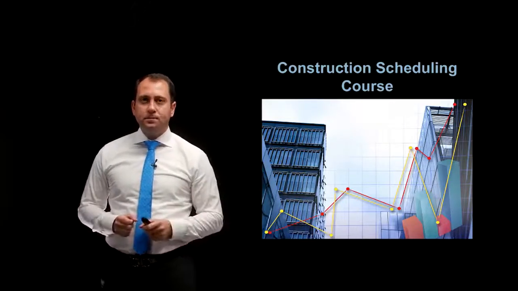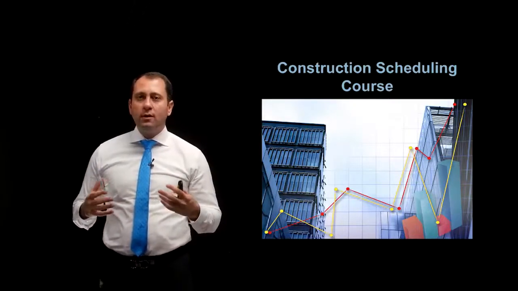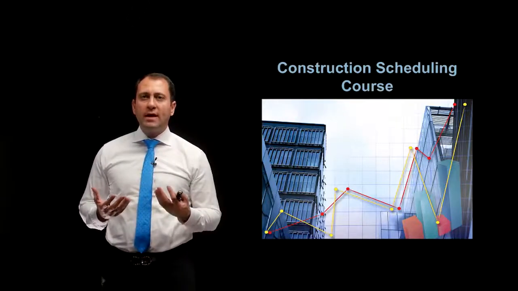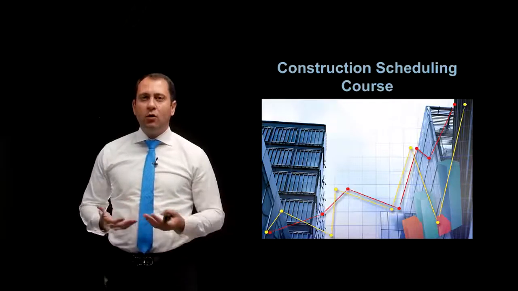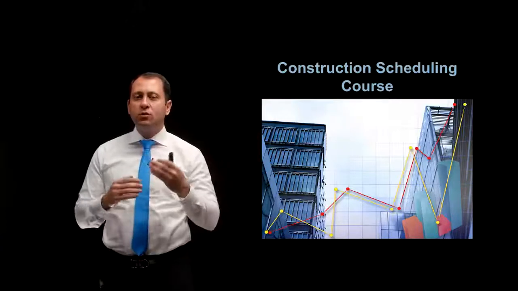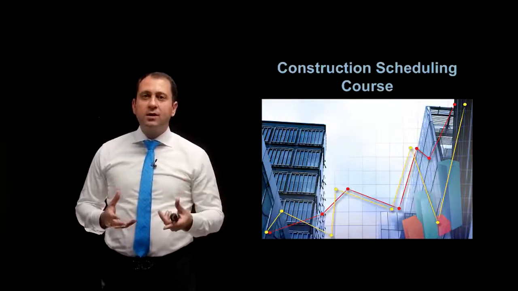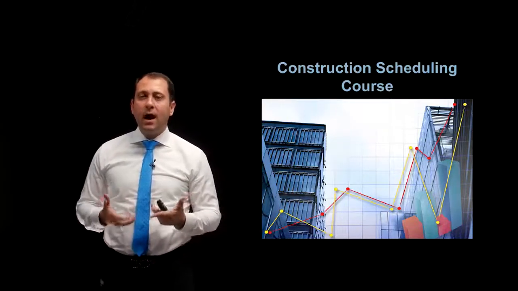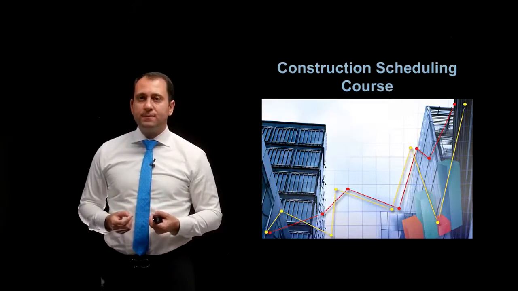We'll wrap up the technical modules by focusing on linear construction operations, or what we refer to as repetitive construction operations, like a roadway or a tunnel, or even a high-rise building that has similar floors that you want to build over and over. With that special type of construction, we're introducing another module related to the line of balance and how to use it in repetitive construction operations.